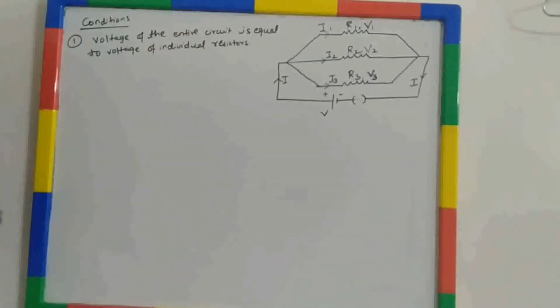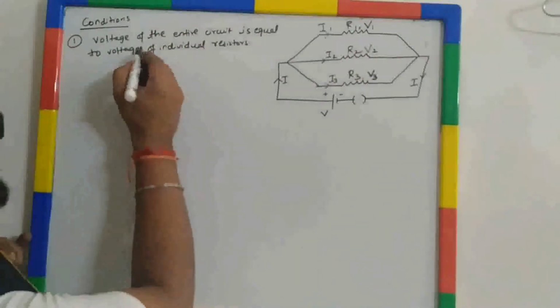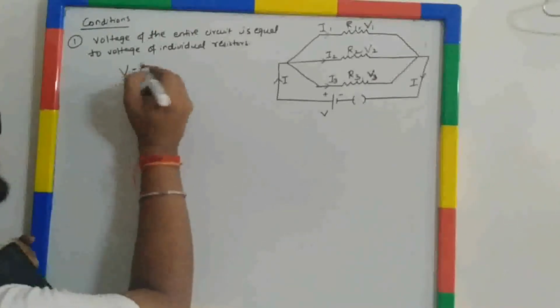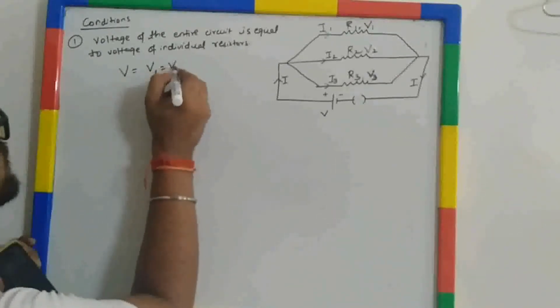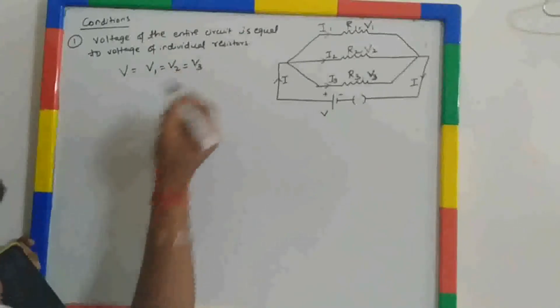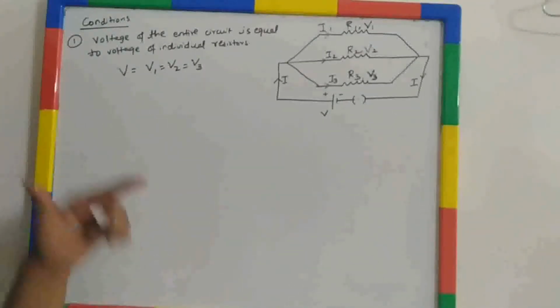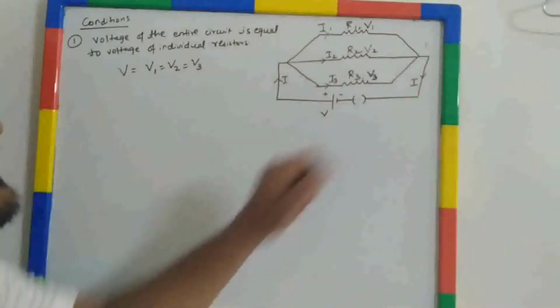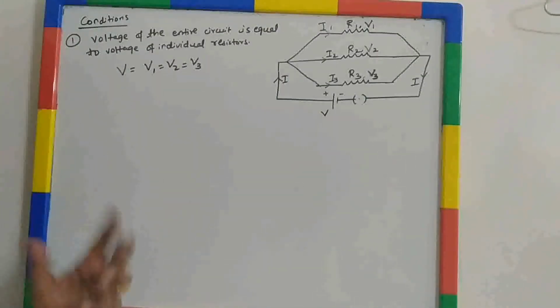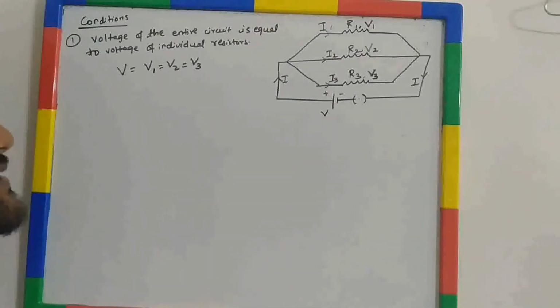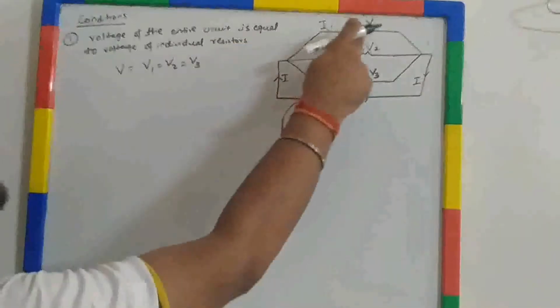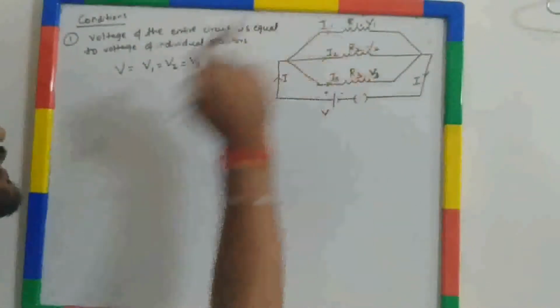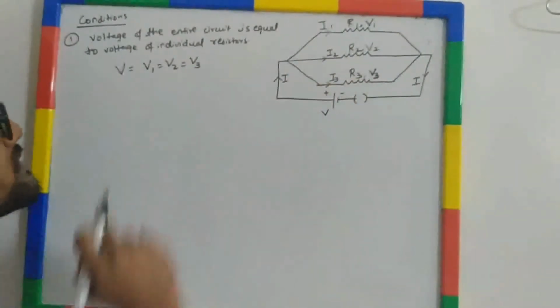So from this statement, the mathematical statement will be V is equal to V1 is equal to V2 is equal to V3. Because I have stated earlier that V, which is the voltage of the entire circuit, will be equal to voltage of individual resistors, that is V1 across R1, V2 across R2 and V3 across R3.